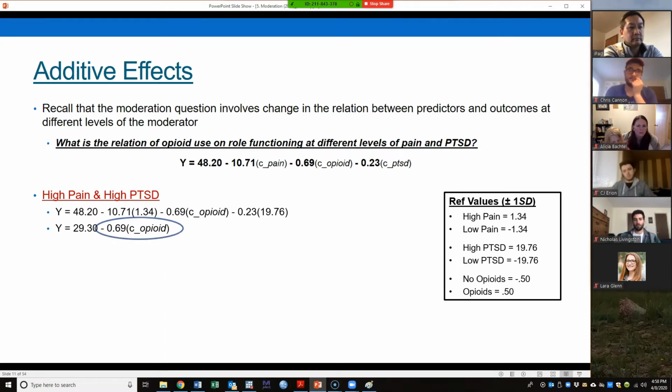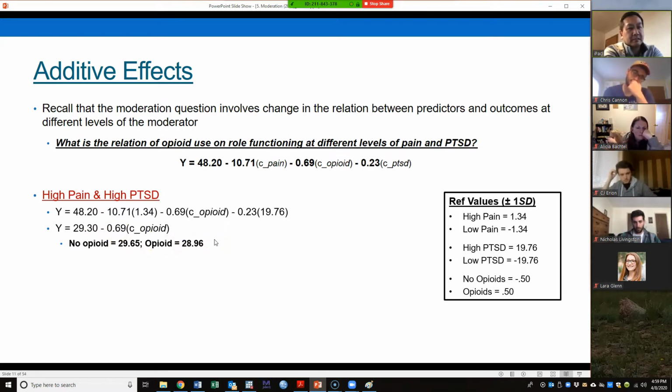Okay. Well, let's say I want to go through and look at the difference between opiate use, people who are using opiates and not using opiates. I see that non-opiate users, plugging zero into here, have an expected value of role functioning of 29.65. People who are using, 28.96. Sean, what's the difference between 29.65 and 28.96? 0.7? Yeah. Negative 0.69, right?